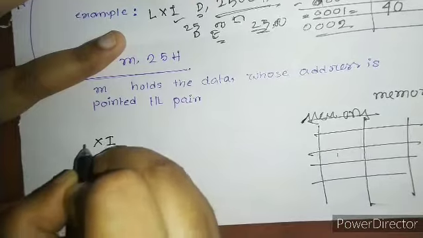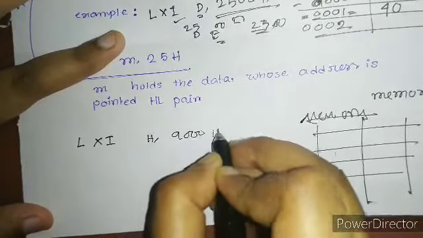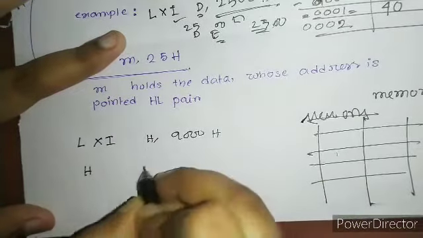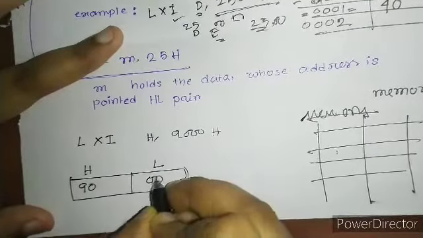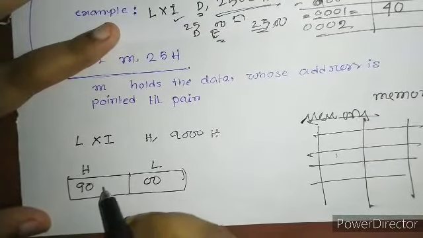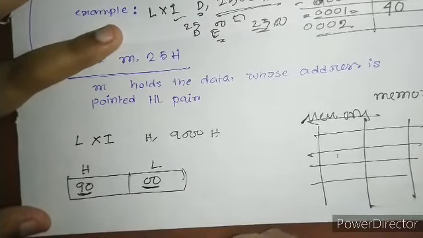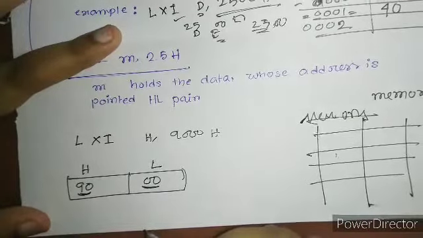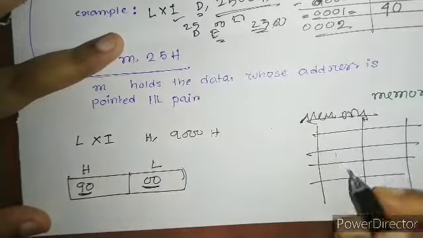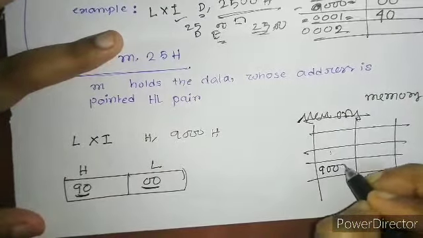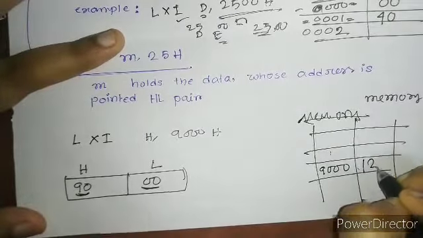So, LXI H, 9000. What does that mean? H and L: H holds 90, L holds 00. 9000 is a 16-bit number, which means it can be used as an address. What does M understand? It will go to the memory. It will find location 9000. Suppose this is here. Now 9000 holds a data called 12.